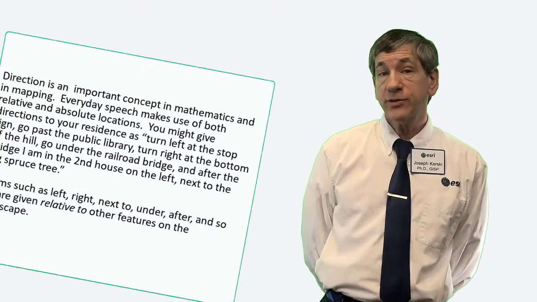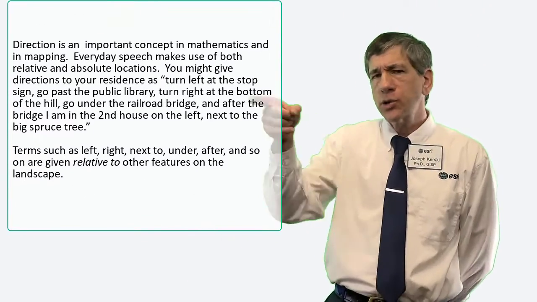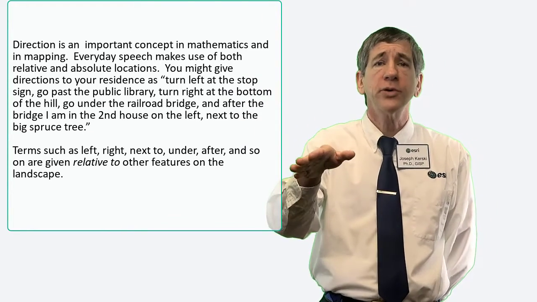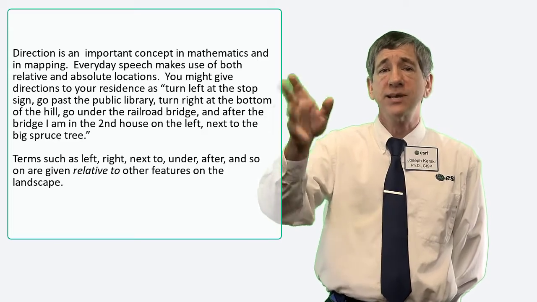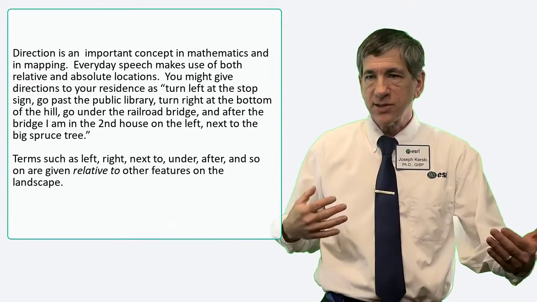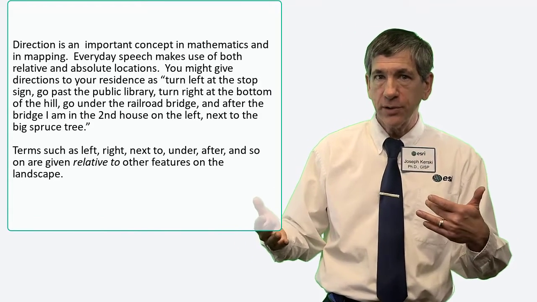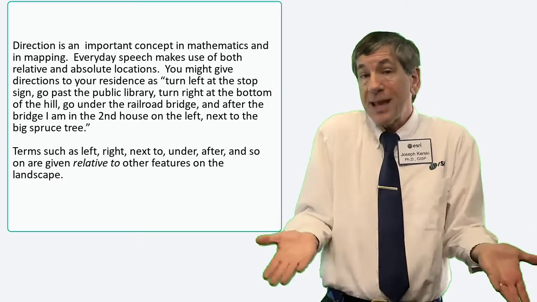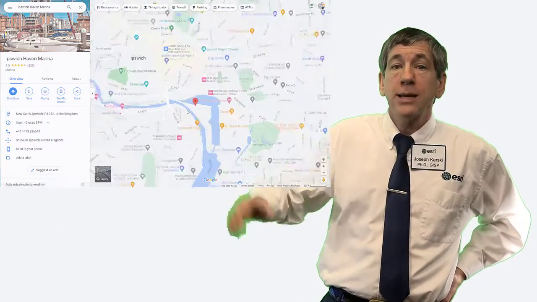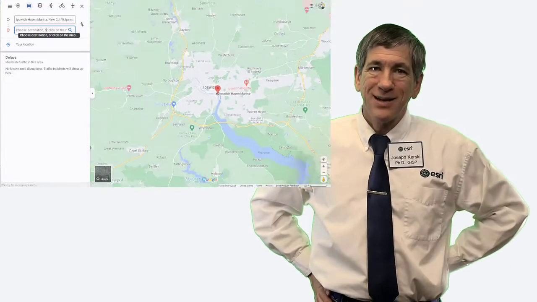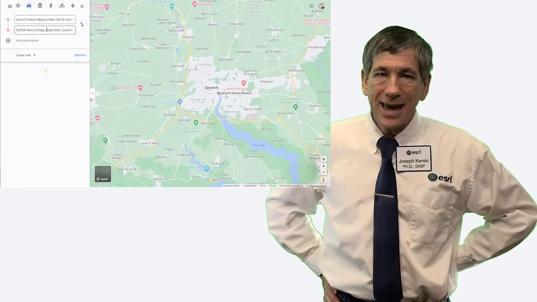You might give directions to your residence as: turn left at the stop sign, go past the public library, turn right at the bottom of the hill, go under the railroad bridge, and after the bridge, I'm the second house on the left, next to the big spruce tree. Terms such as left, right, next to, under, after, and so on are given relative to other features on the landscape, right?